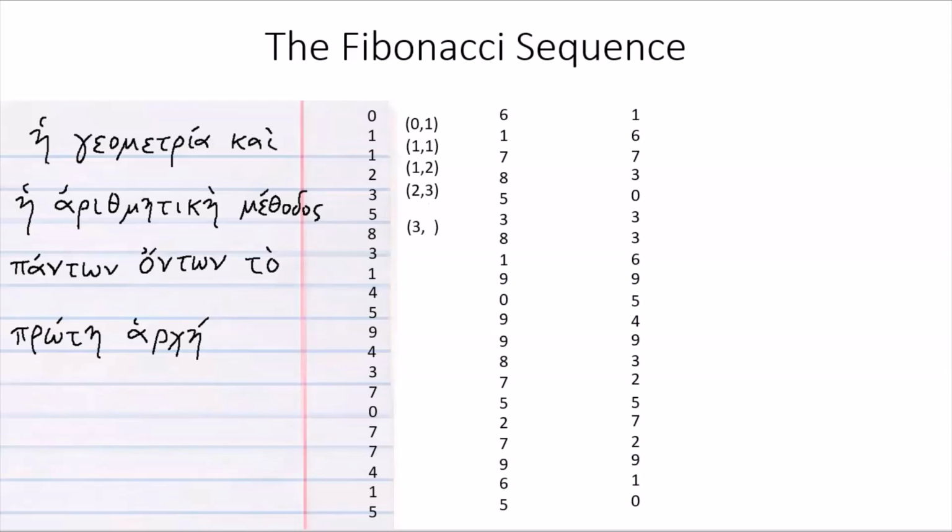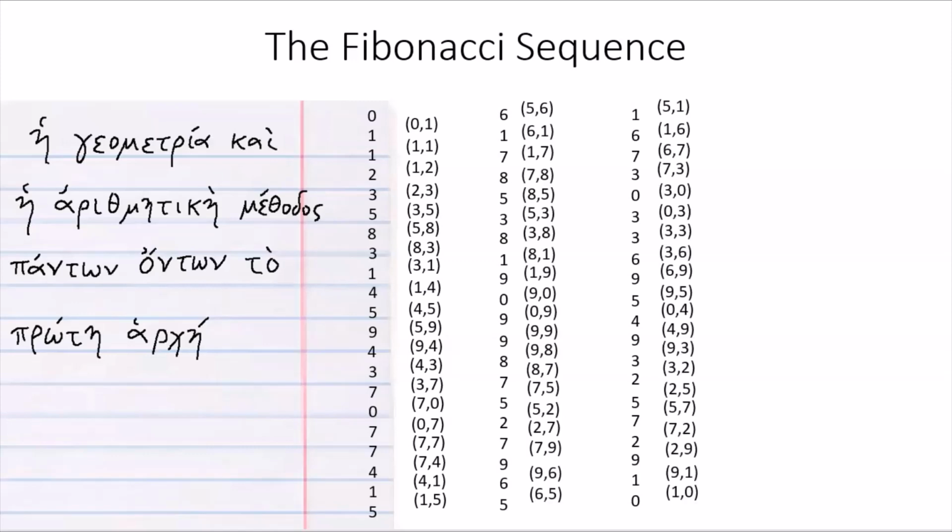And the second digit in the new pair is produced by adding the 2 digits from the previous pair. So 2 plus 3 is 5. So that's going to be our next pair. And then we kind of keep going from there. 5, 8, 8, 3, 3, 1, etc., etc. And I'll just fill these in quickly. And we have this list of pairs now.